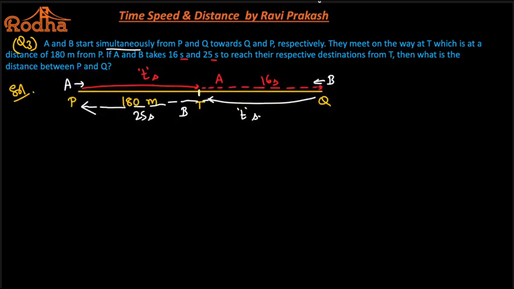So I want to calculate T. I can calculate T is equal to what? T equals under root TA TB, that is equal to under root 25 into 16, that is equal to 20 seconds. Root 400 is 20 seconds, right?